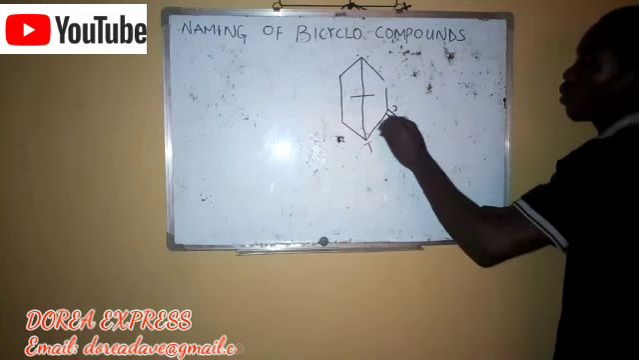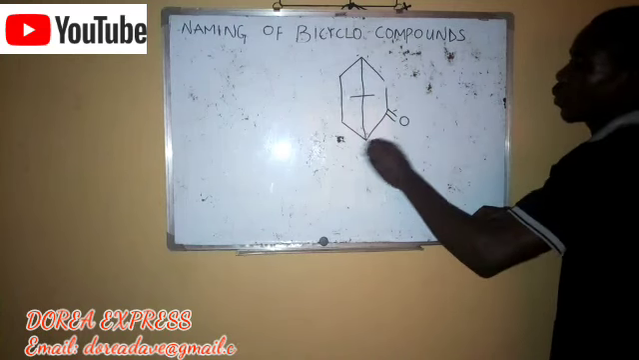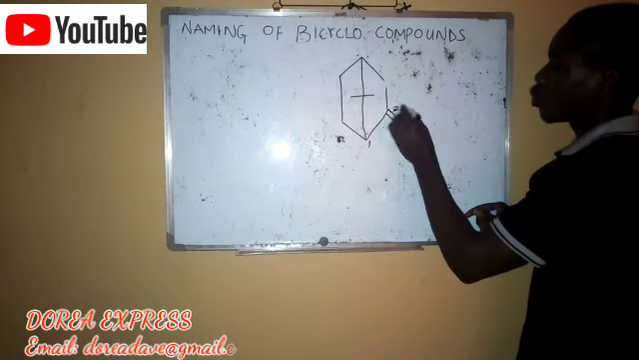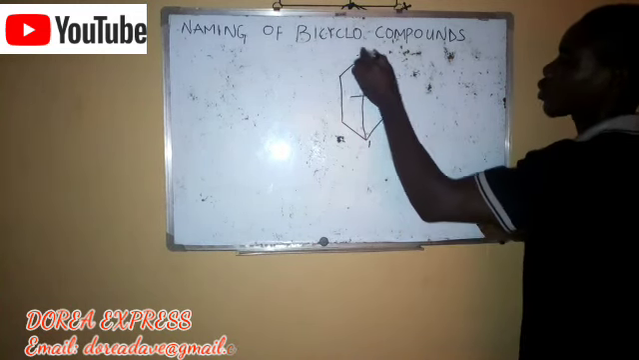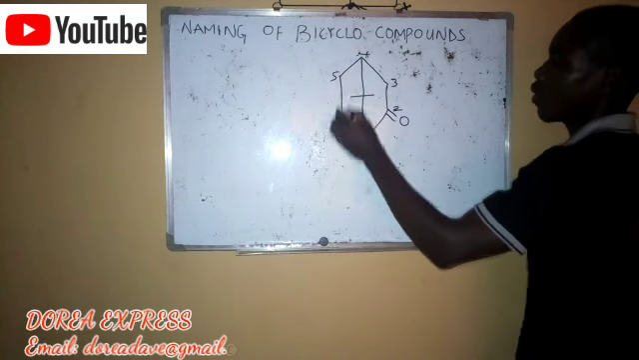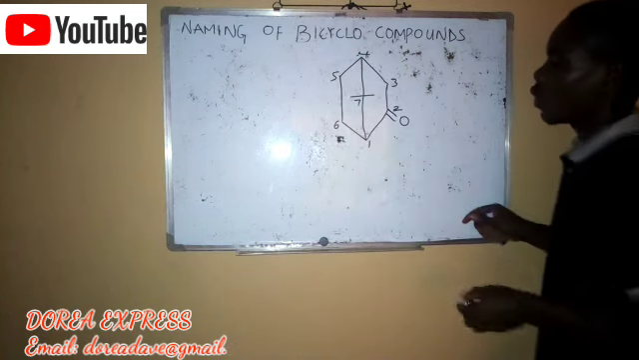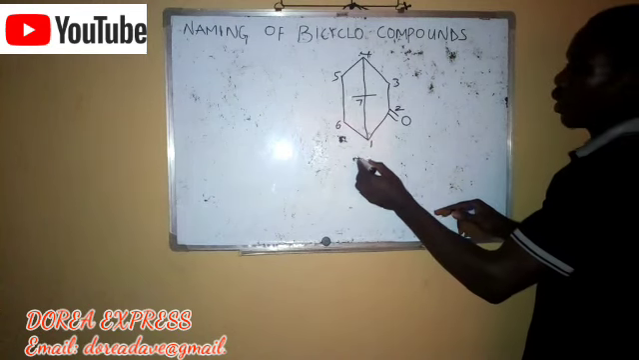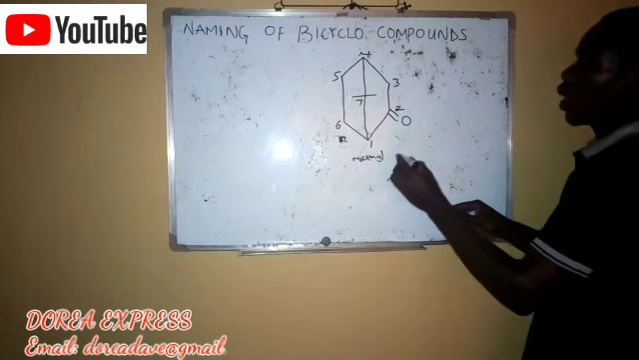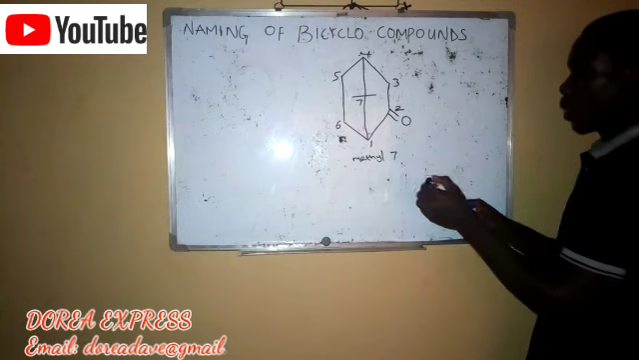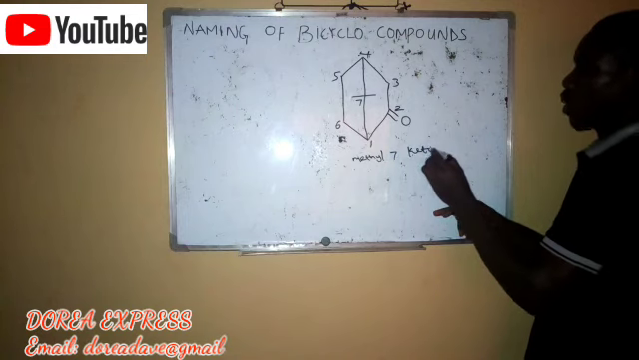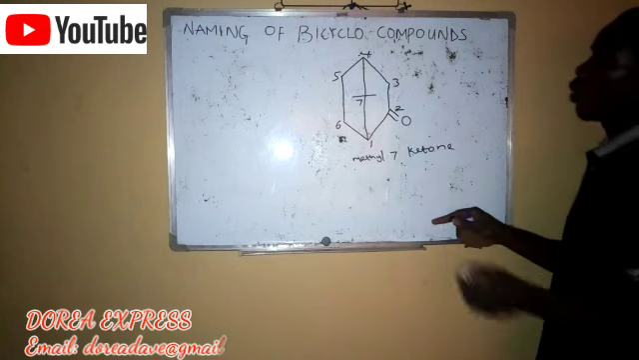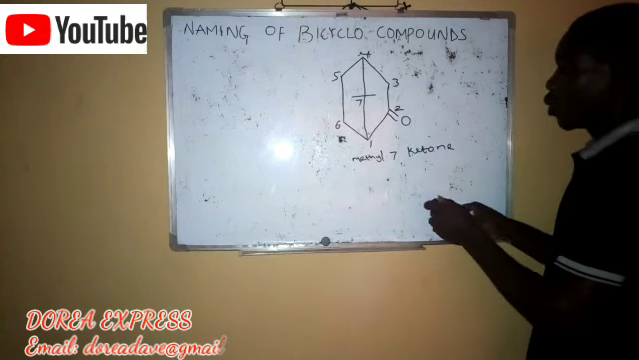So let's number it before we name this compound. So this is 1, this is 2, this is 3, 4, 5, 6, 7. So let's look at the substituents we have. We have a methyl group at the 7th position, and we also have a ketone.